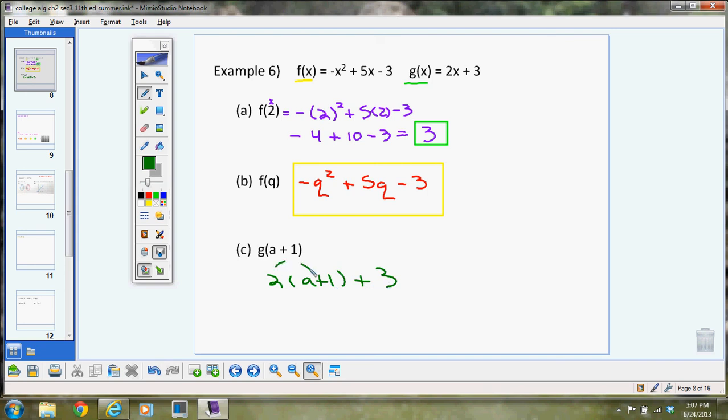2 times a is 2a. 2 times 1 is positive 2, and you bring down the 3. You don't do 2 times 3 because the 3 was not in parentheses. Now we do have one more step we can do. We can combine our whole numbers there. The final answer would be 2a plus 5 because 2 plus 3 gives me the 5. You can't add the a's and the whole numbers together, so that's where you stop.